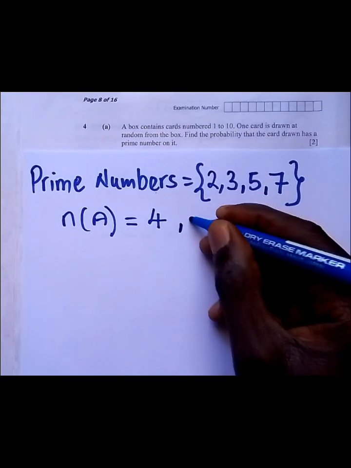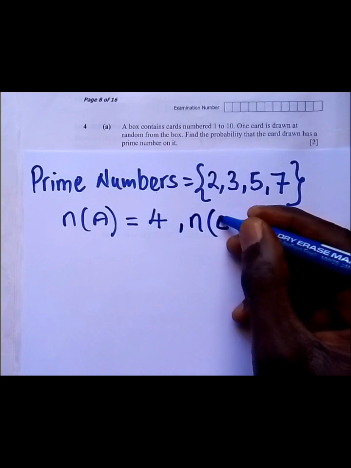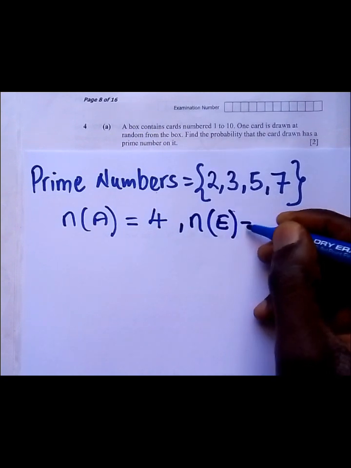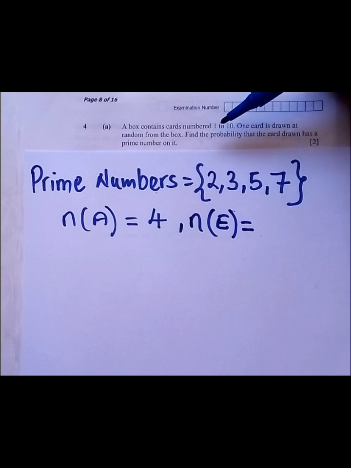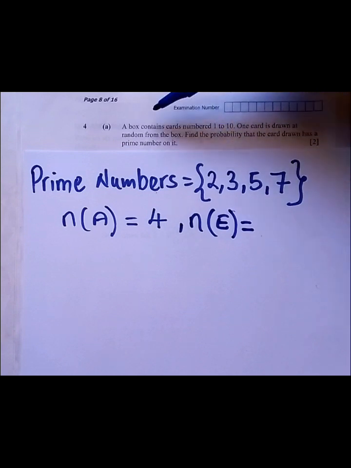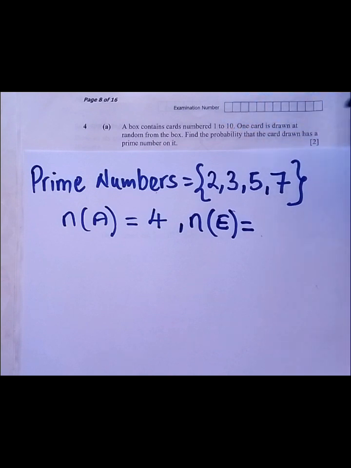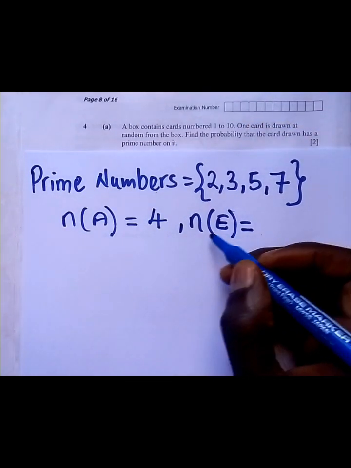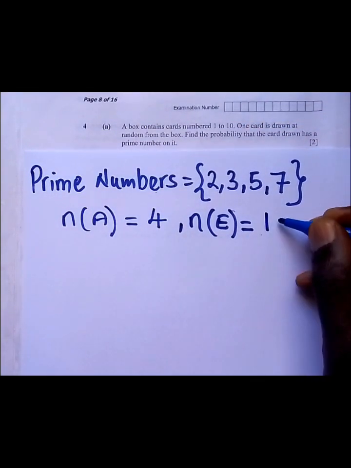Then we're also going to say n(S), which is the total outcomes. What are the total outcomes? This is just the cards themselves. How many cards do we have? Those that are prime numbers and those that are not prime numbers. So we do have 10, 1 to 10. So the total number of outcomes is going to be 10.